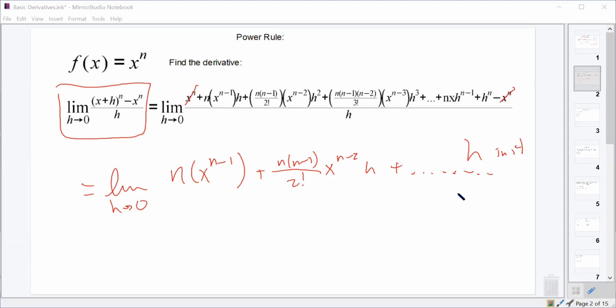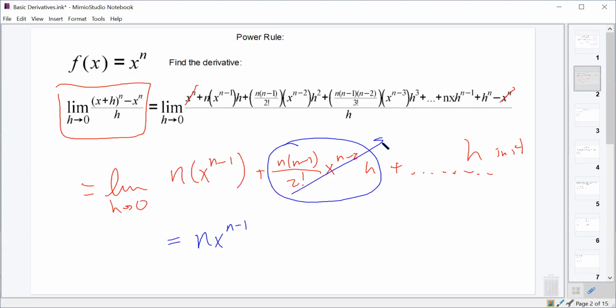So what happens as h approaches 0? Well, n times x to the n minus 1 just stays as n times x to the n minus 1. But what about this term? It becomes 0 because it's getting multiplied by h. And all these other terms with an h in them are going to become zeros too, because as h approaches 0, multiplying by that 0 makes them go away.